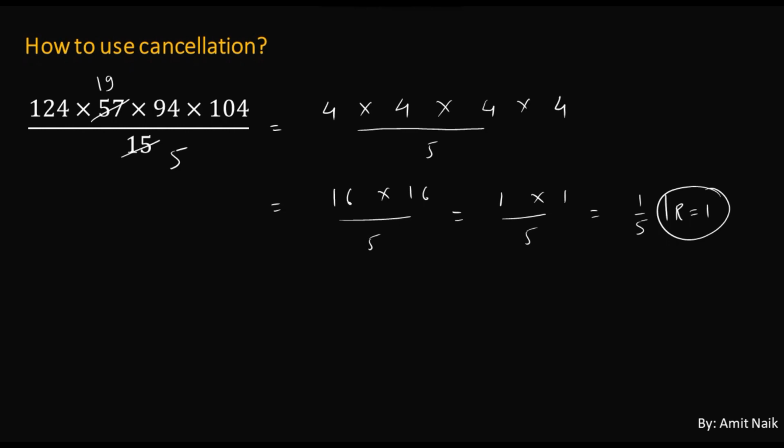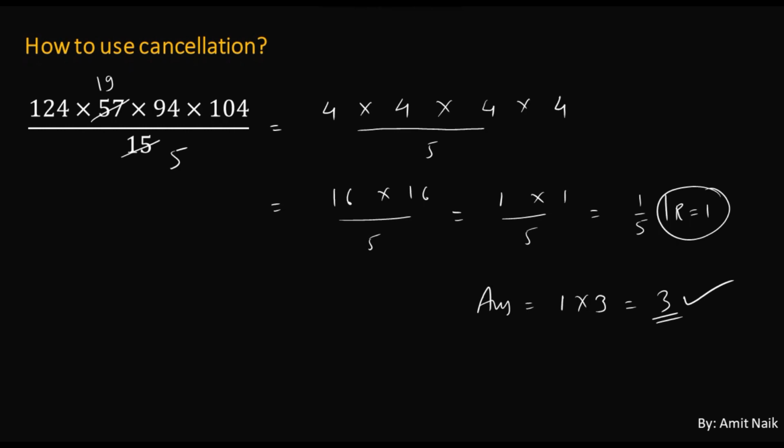Now is 1 the answer? No, 1 is not the answer, because I have changed my question. I had divided the given question by a factor of 3. So my final answer should be this remainder 1 multiplied by the same factor 3. So the answer is going to be 3. That is my main answer.